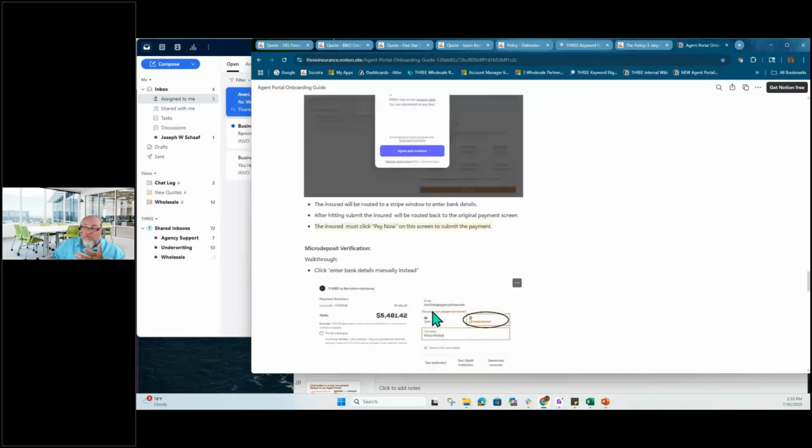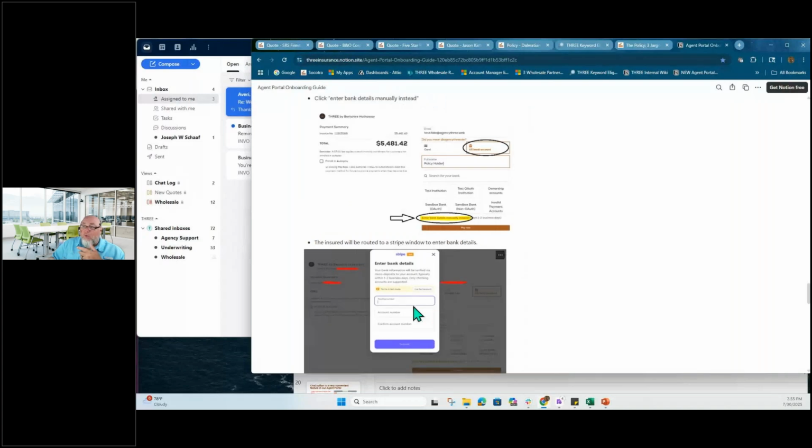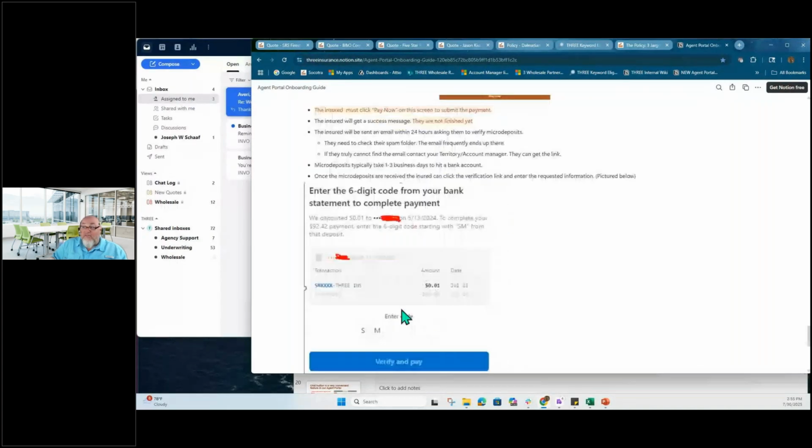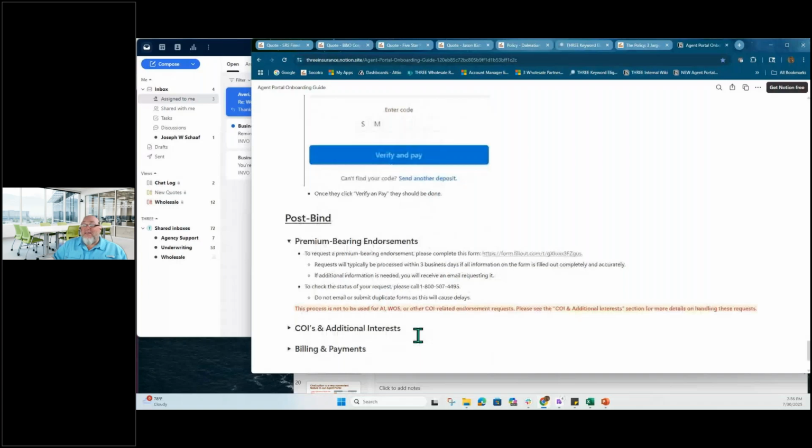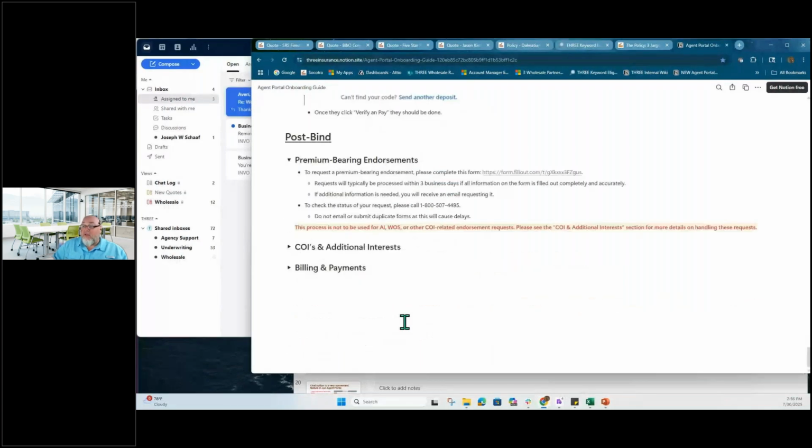This guide here shows you how to do all of that. It has some screenshots that show you what you'll need to do, including when they finally get their micro deposits put in their bank, you'll see this code will show up on their bank deposit or bank statement. They'll have to get that for you in order for you to finish the payment, and that's how the payment is generated. So that's really what this training module does.